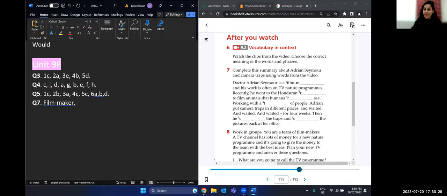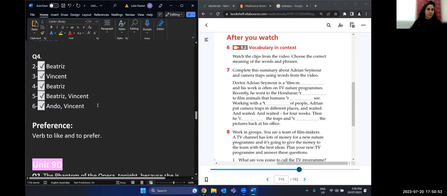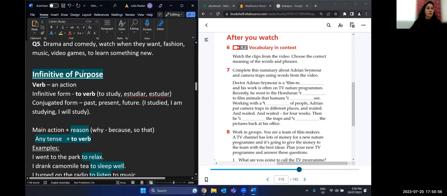Recently, he went, so it's in the past, but recently he went to the Honduran rainforest. Yep, recently he went. That comes from the verb to go, but it's in the past, so he went. Why? Do you remember when we added a verb? Do you remember when we looked at the infinitive of purpose, when we add the reason why we do something? So you could just say, he went to Honduras, full stop. But I want to tell you why he went to Honduras. So I have to say, he went to Honduras, to verb.